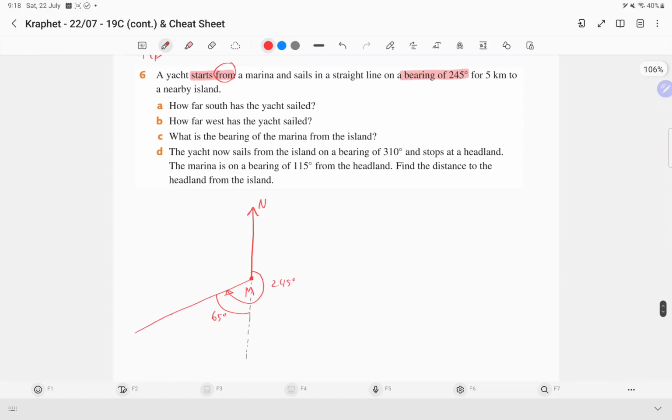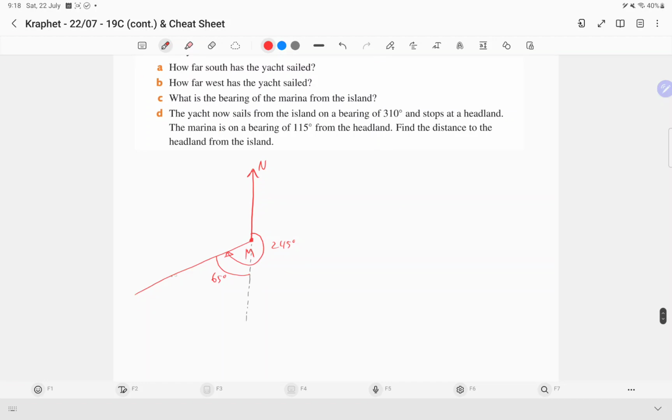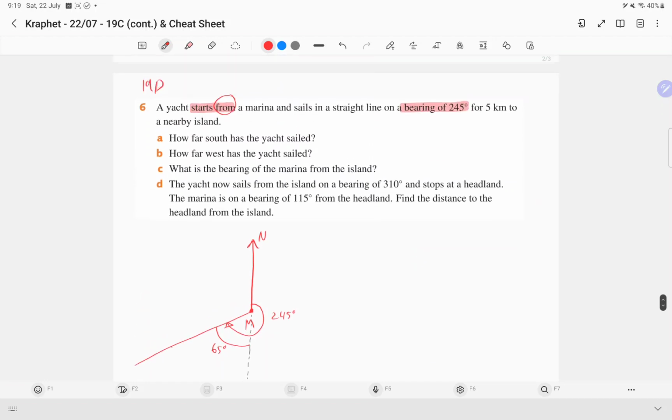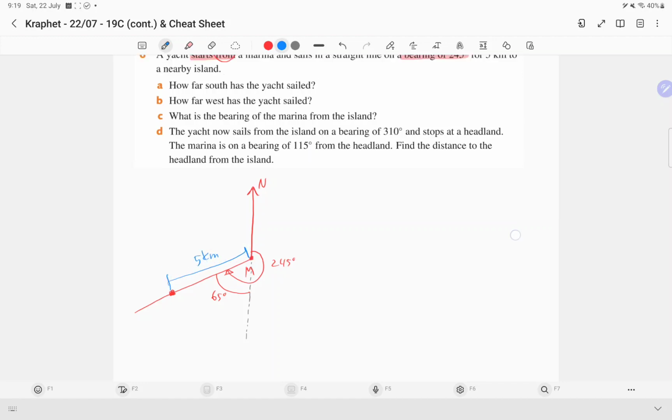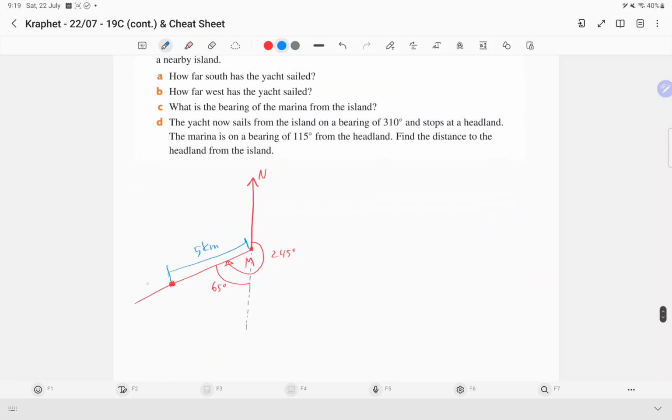So now it sails in that straight line for 5 kilometers to a nearby island. Let's look at the other values first. Is there any other kilometer in here? No, this is the only kilometer. So it doesn't matter how we represent that. Let's just say this is 5 kilometers. I'll mark it in here. From here to here is 5k. To a nearby island, so let's call that point I for now. How far south has the yacht sailed?